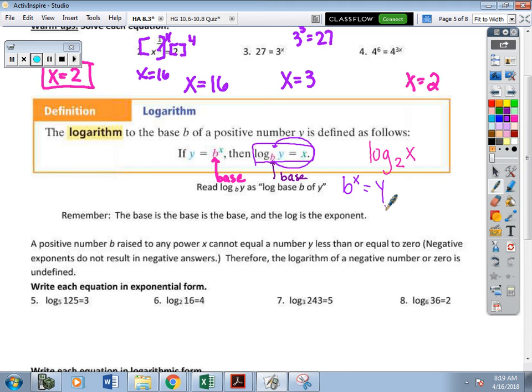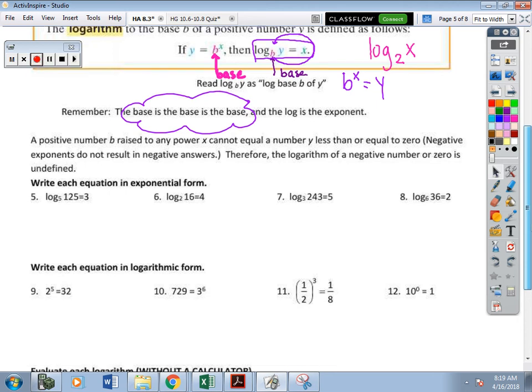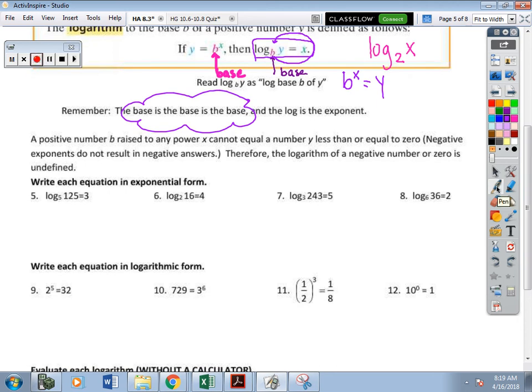So anytime you're changing from logarithmic back to exponential, you'll use this counterclockwise motion to help you see what's being raised to what power. Okay, but the big key is the base stays the base, whether it's the base of the exponent or the base of the logarithm. This just talks about how negative exponents do not result in negative answers, and you'll see that in a second. So the logarithm of a negative number or 0 is undefined, so it can't be done. And you can also test that in your calculator.